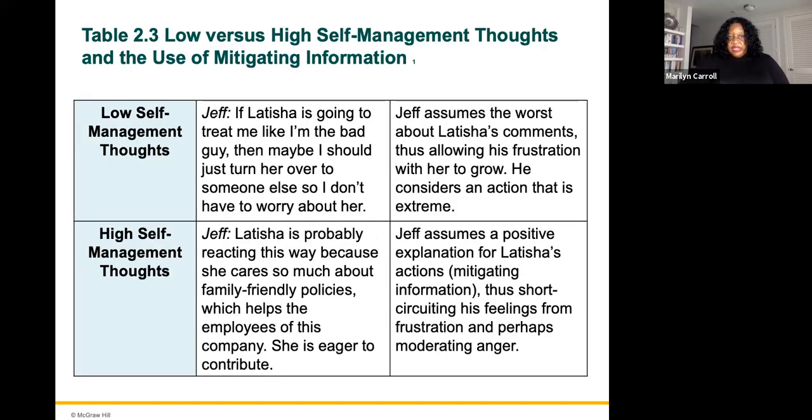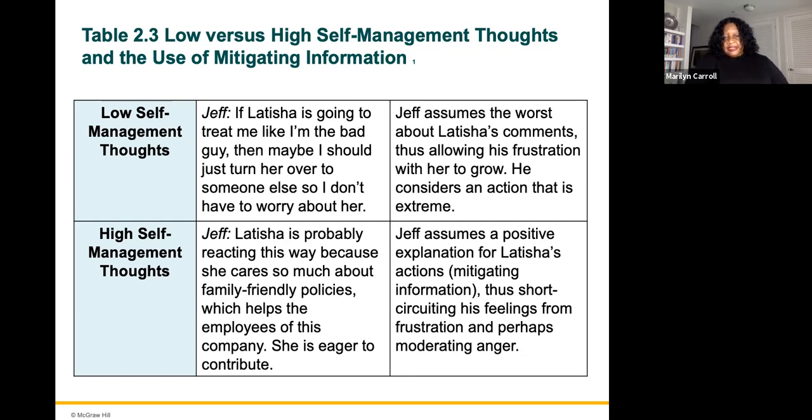So what's the mitigating information? Well, let's try this. Let's see what's going on with Jeff and Letitia. Are there low self-management thoughts? This is Jeff. "If Letitia is going to treat me like I'm the bad guy, then maybe I should turn her over to someone else so that I don't have to worry about her." Jeff assumes the worst about Letitia's comments, thus allowing his frustration with her to grow. He considers an action that is extreme.